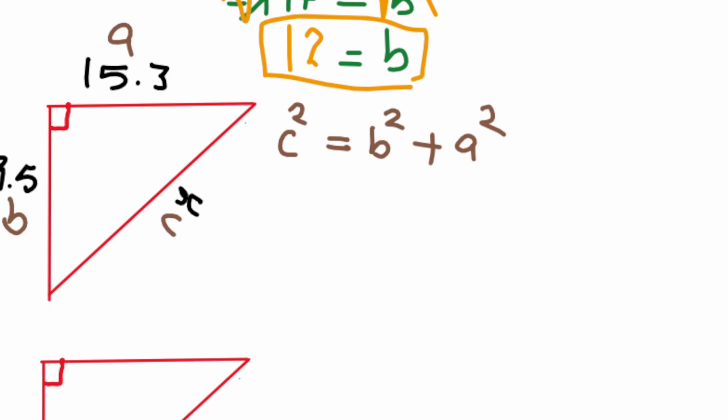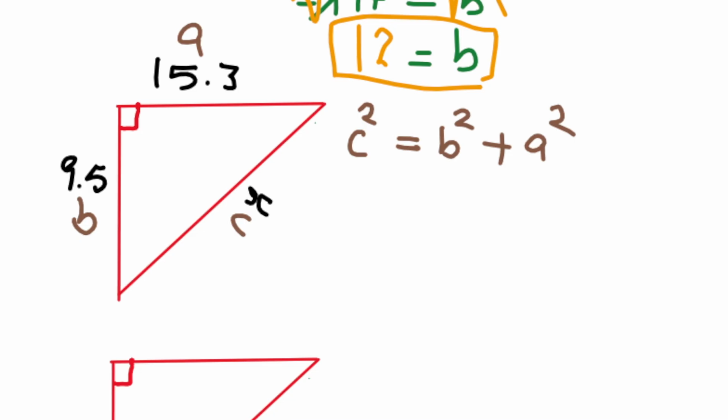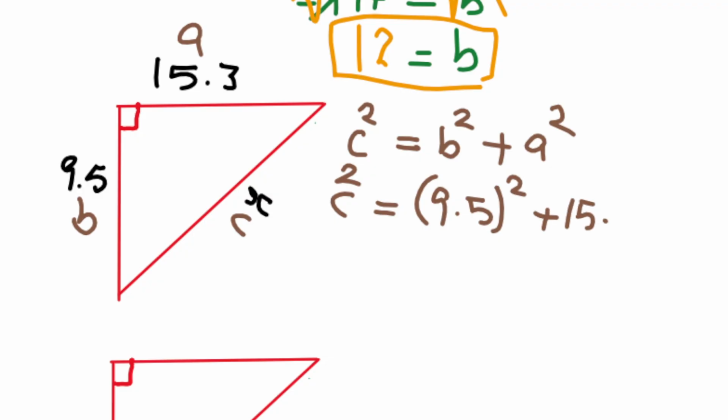So after you write the formula, what do you do? After you write the formula, you substitute the values. Do you have C? Nope. So we write it. C squared is equal to B squared, so it's 9.5 squared, plus what's A? It's 15.3 squared. And that's very good.